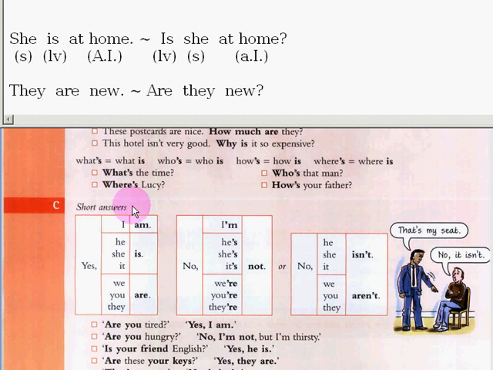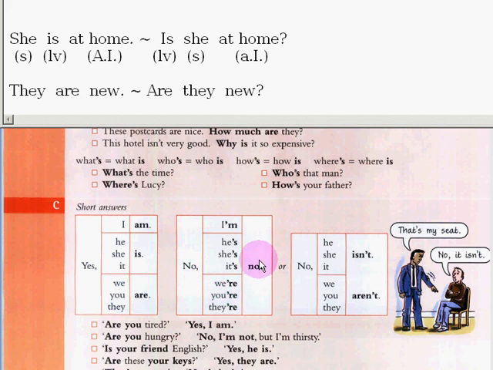Now, let's go to negative short answers. Again, we can see the word not. Okay? Now, no, I'm not. No, he's not. No, she's not. Or no, it's not. No, we're not. No, you're not. Or no, they're not.